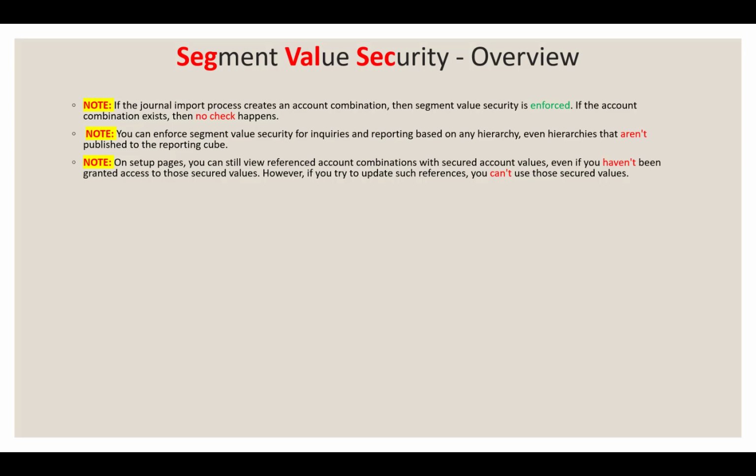On setup pages, you can still view referenced account combinations with secured account values, even if you haven't been granted access to those secured values. However, if you try to update such references, you cannot. You can just view, without updating or editing. On reports, you can view balances for secured account values only if you have access to those secured values. If not, you cannot view the balances for the secured account values.